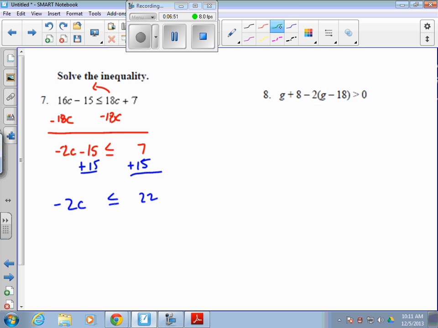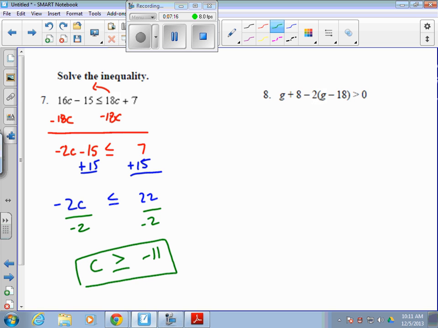Then get c by itself by dividing by negative 2. Do the same here. A positive divided by negative is a negative 11. And this will cancel out and leave you with c. Do you leave the sign alone or do you reverse it? We divided by a negative number. That's the time when you reverse it, and you say c is greater than or equal to negative 11.